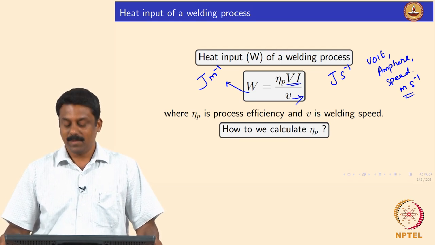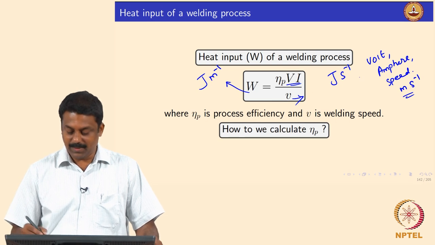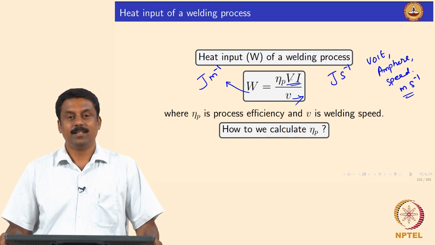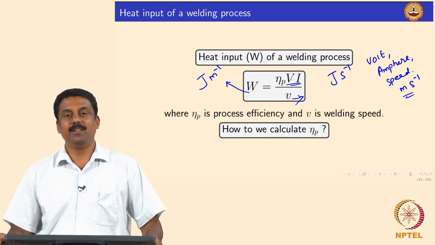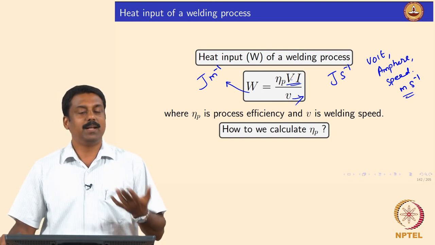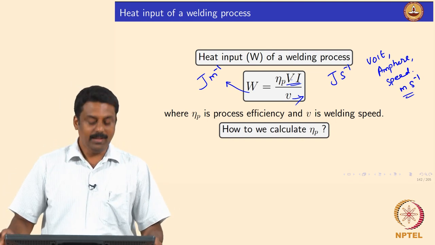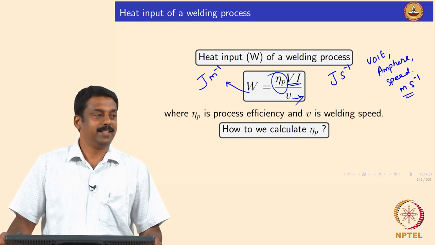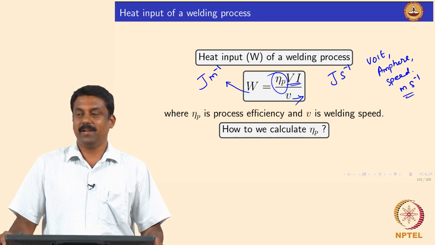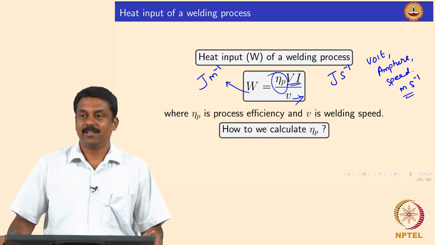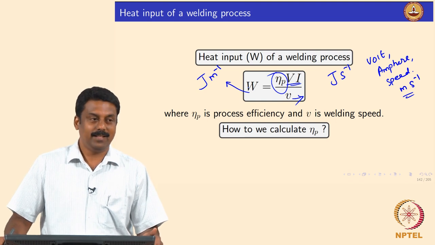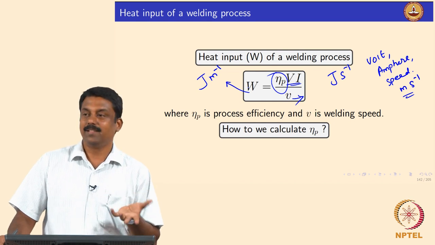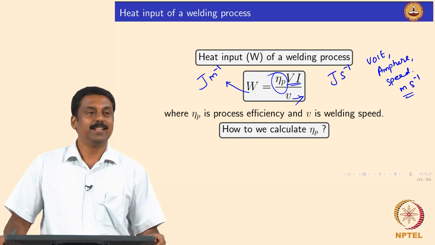So the joule comes from the work done by the electrons while traveling over a potential difference. So that is joules per second, and here we have meter per second, the seconds cancel out, and the unit becomes joules per meter. So we always supply a heat input when we define joules per meter. And there is another term here. Why do we put this? Efficiency, I already mentioned it, isn't it? Yeah, so that determines how much heat is transferred from the arc to the workpiece.